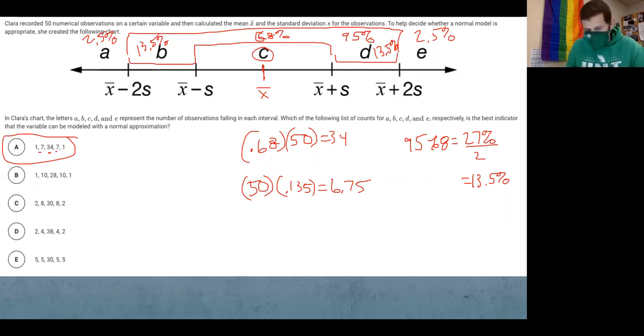Any questions so far? Oh, sorry. It says right here at the very top, there were 50 observations. Yeah.